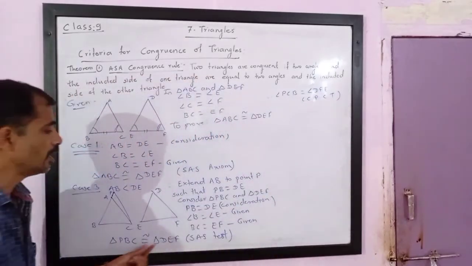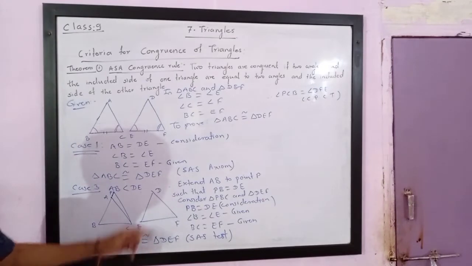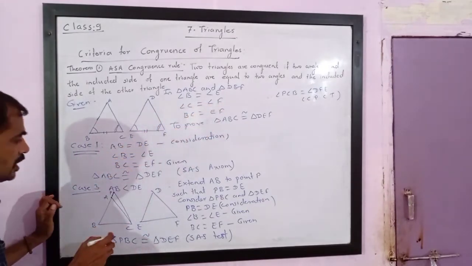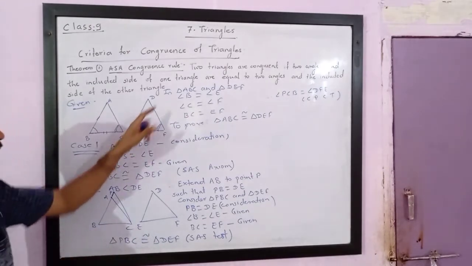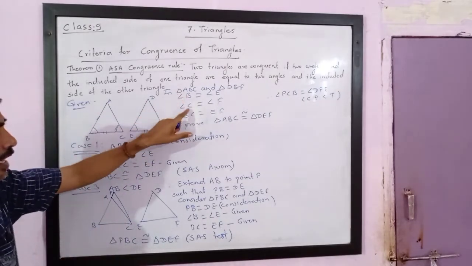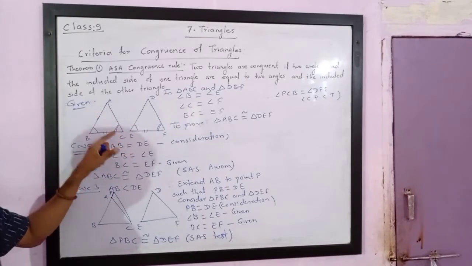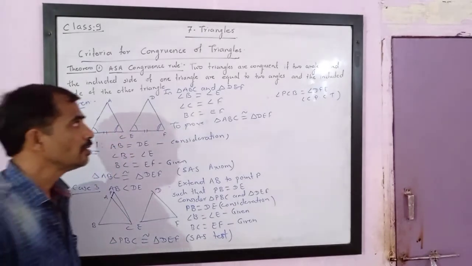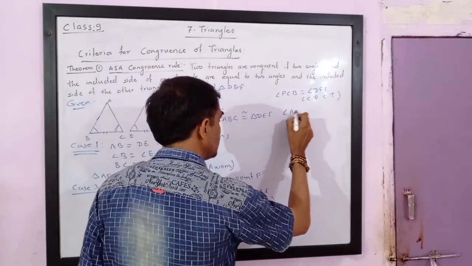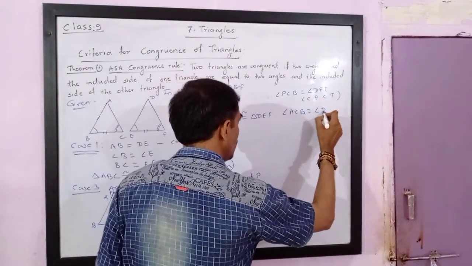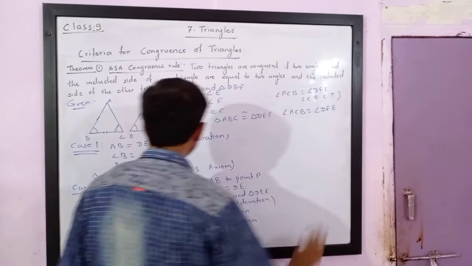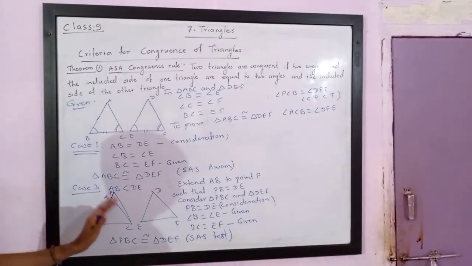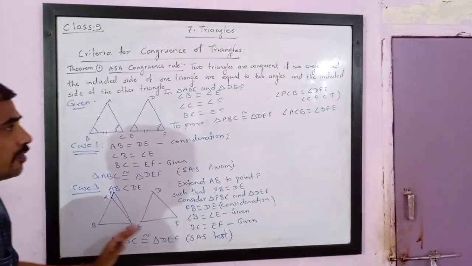That is, the third angle must be congruent to the third angle. But we are given angle C is equal to angle F. Angle C means this angle ACB. In triangle ABC, angle C is angle ACB, and we are given angle ACB is equal to angle DFE. This is what is given to us.